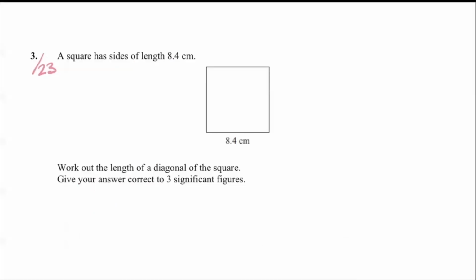Okay, we have a square with length 8.4 and we've got to work out the length of the diagonal. I'm going to put that diagonal in so that I can see it. I could have done it this way, it makes no difference. And I can see that this is a sneaky little Pythag. This edge is also 8.4. My right angle is here.